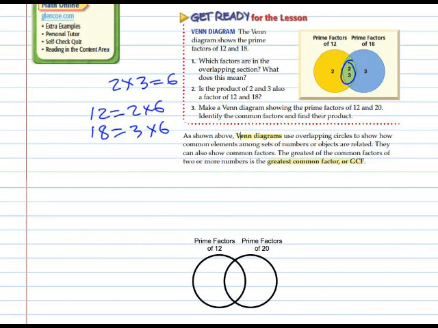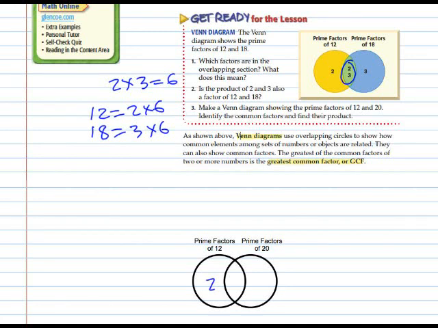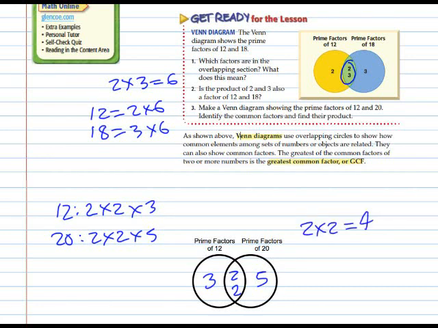Well, from our above diagram, we know the prime factors of 12 are 2 times 2 times 3. Let's not put them in the Venn diagram just yet. 12 is 2 times 2 times 3. 20 is 2 times 2 times 5. So the Venn diagram would look like this. We would have 3 that's not a factor of 20, and 5 that's not a factor of 12, and we have the 2 and the 2 in the middle, which means 2 times 2 is 4, and 4 then is a common factor of both 12 and 20.